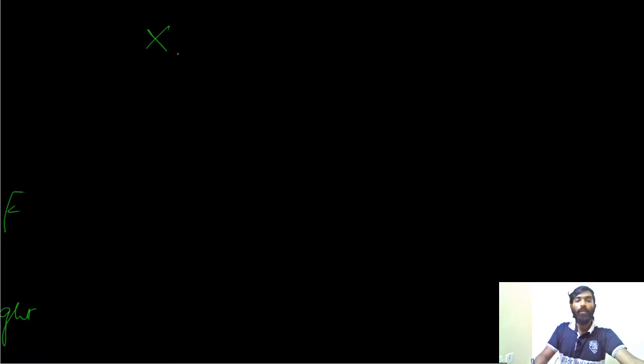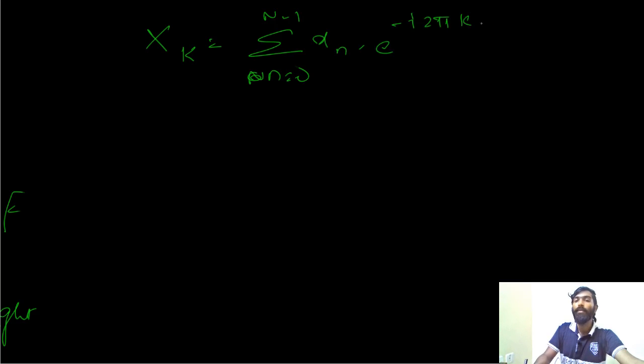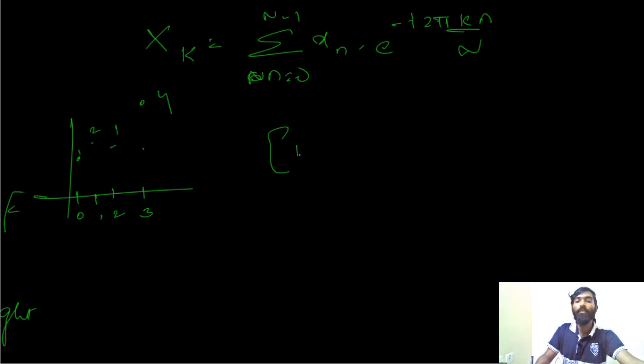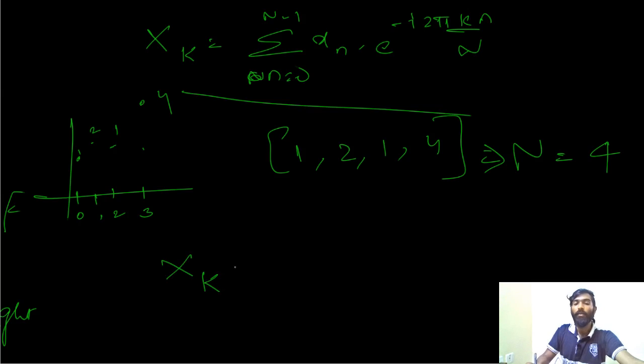Maybe you will understand more here. So I have the summation from n equals 0 to N minus 1 of xn into e power minus i 2 pi k n by capital N. This is the Fourier transform that I've got. If I have a signal with 4 samples, 0 1 2 3, with some values, 1, maybe 2, maybe 1 again, and maybe 4, so I have the signal 1 2 1 4. Capital N is 4, since I've got 4 samples. And my Xk is going to be like this.